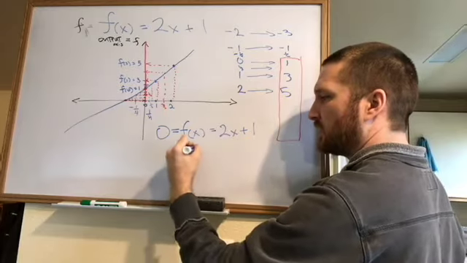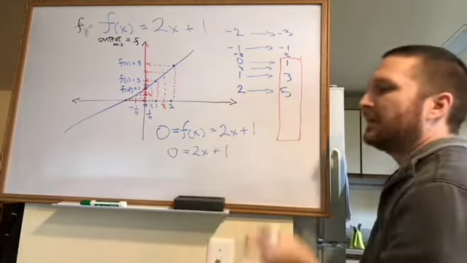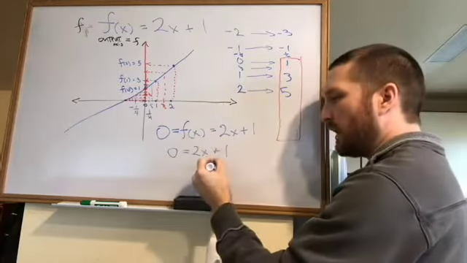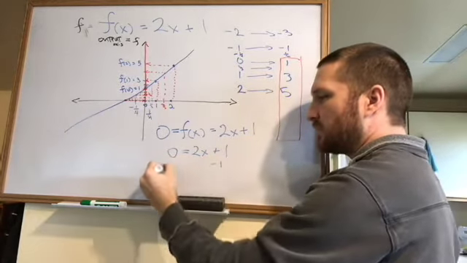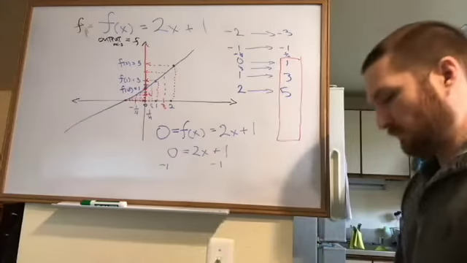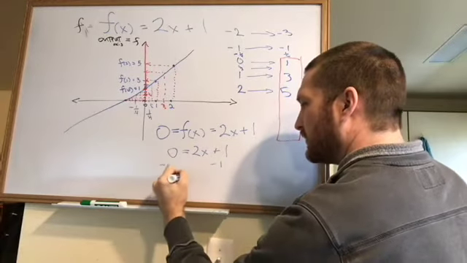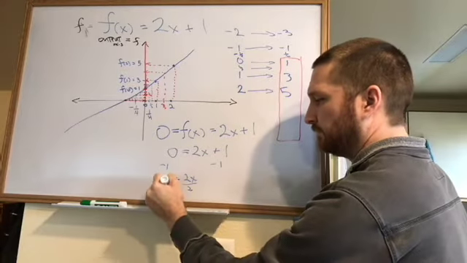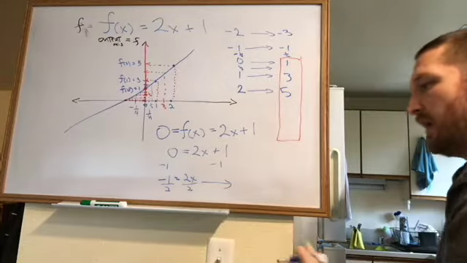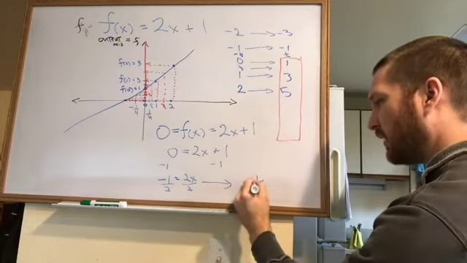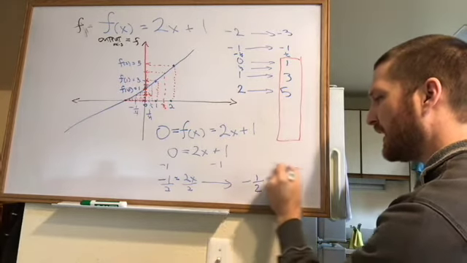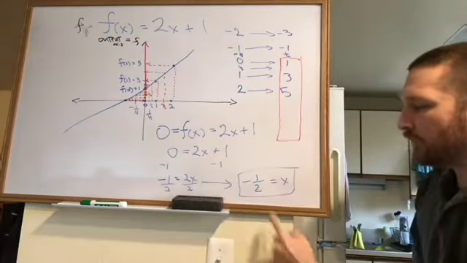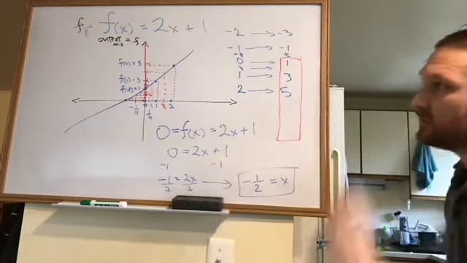So I'm trying to solve this equation. Now I could say, okay, x gets multiplied by 2, then we add 1. So I'm going to get x by itself by first subtracting off 1. So I get -1 equals 2x. Divide both sides by 2. And that gives me, 2's cancel, I get negative 1/2 is equal to x. And so it should be the case that when I plug in negative 1/2, I should get out a 0.